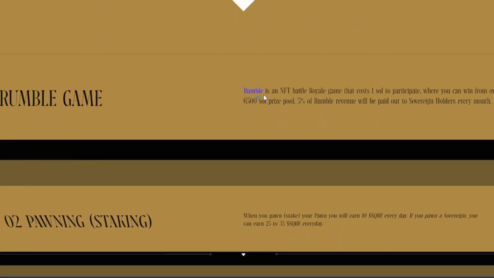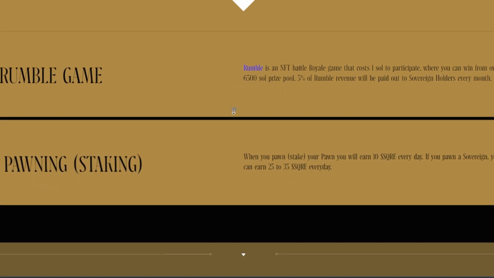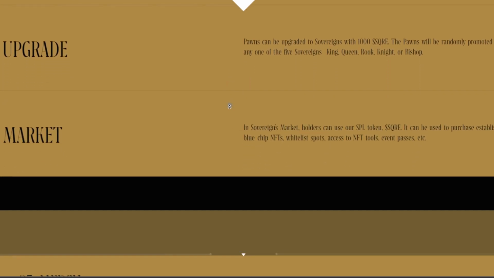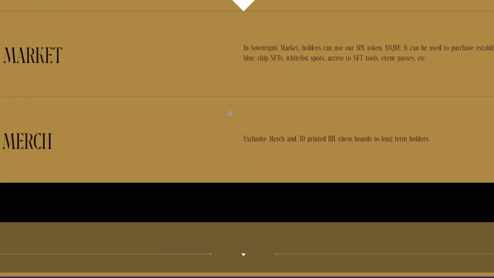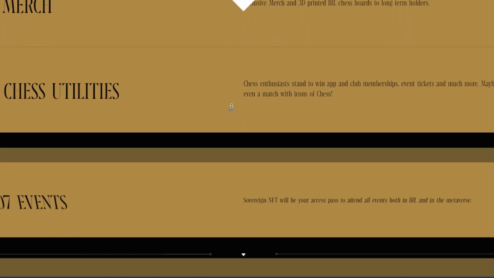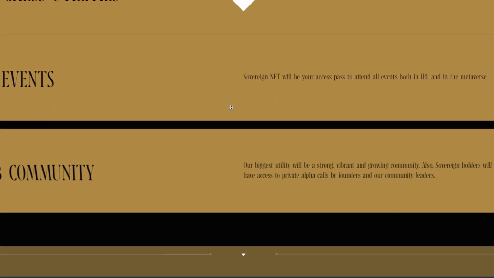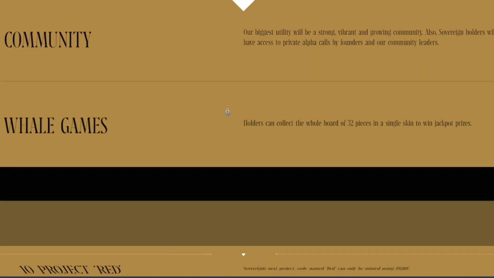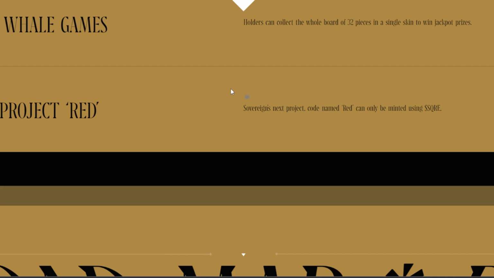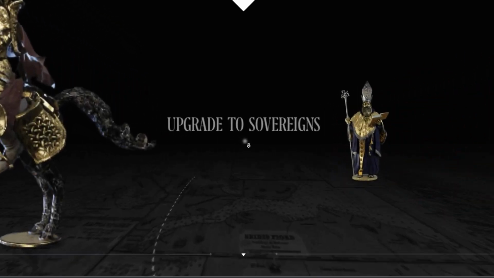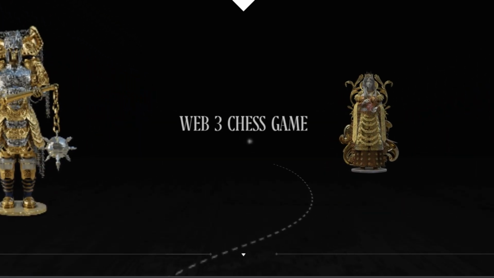They're gonna have a Rumble game. Rumble is an NFT battle royale. Cost 1 soul to participate. You can win over 6,500 Solana prizes. Then they have the staking where you earn Square token. You can upgrade the NFT market where you can buy blue chip NFTs, whitelist spots, NFT tools, merch, chess utilities, club membership, event tickets, then real life events. And in a metaverse, community, whale games, Project Red, so another project coming as well, minted in Square. I saw also on here that they were gonna have a Web3 chess game, which is pretty cool.